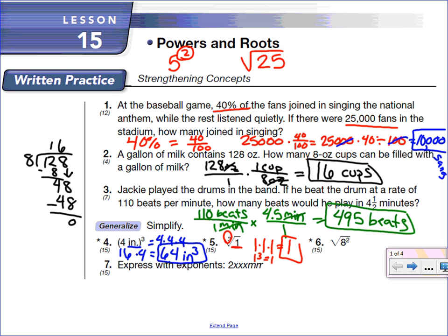In number 6, you could do this two different ways. One way would be to actually square the 8, and then you'd have the square root of 64, and you'd ask what number times itself 2 times gives me 64, and that would be 8. The other thing to recognize is that squared and square root are opposites. They cancel each other out, so that you're only left with the 8.